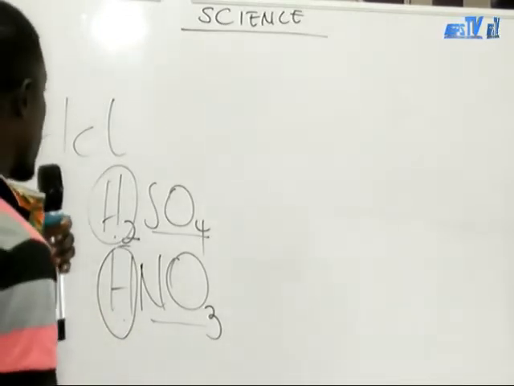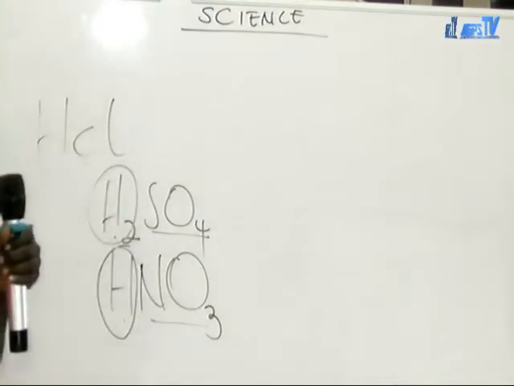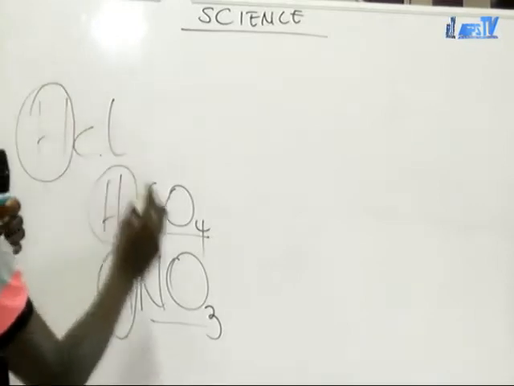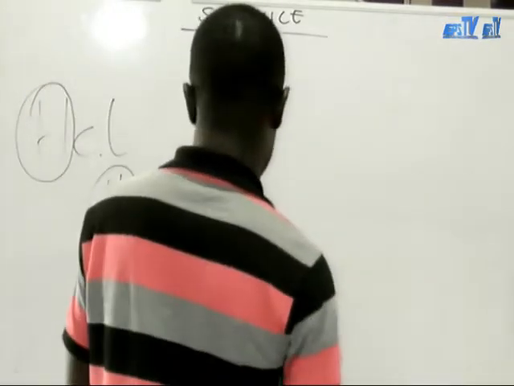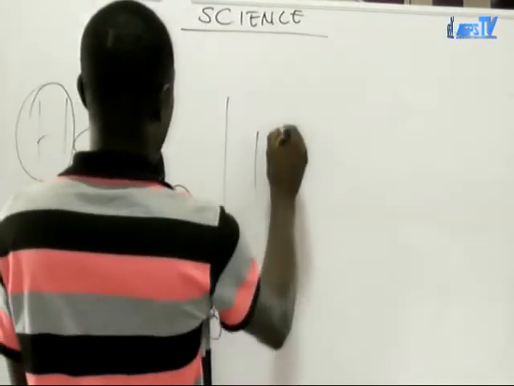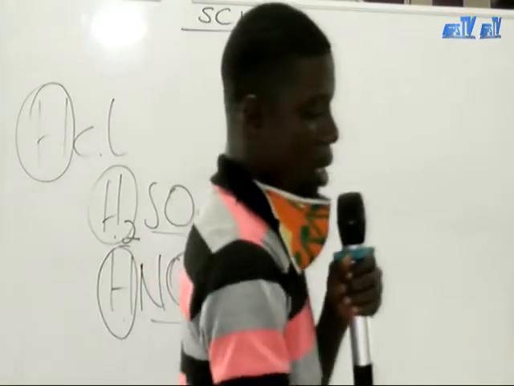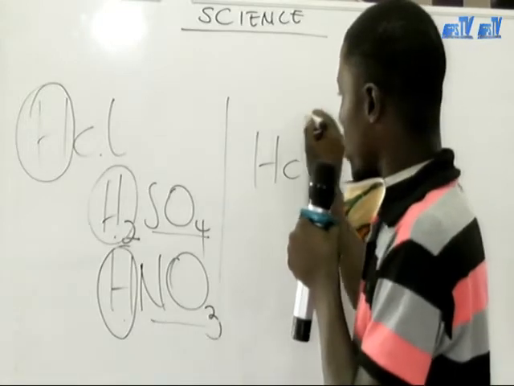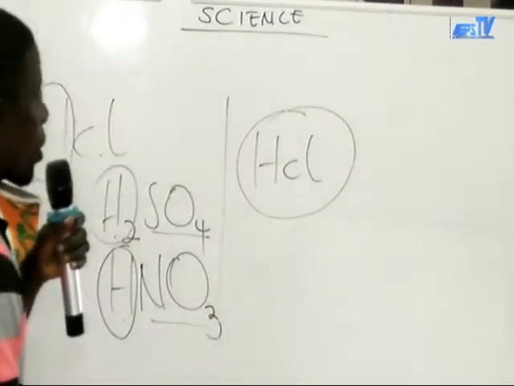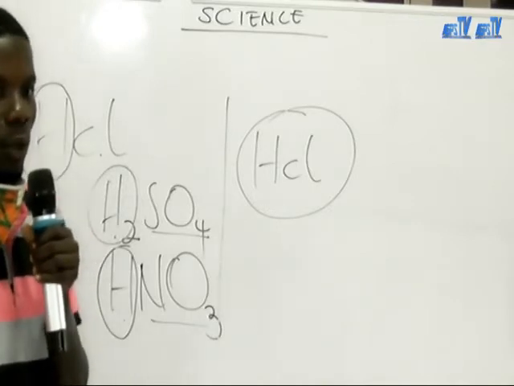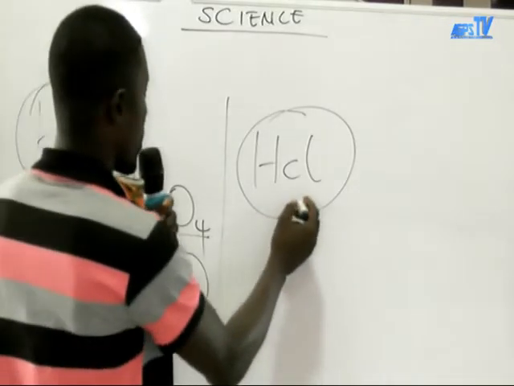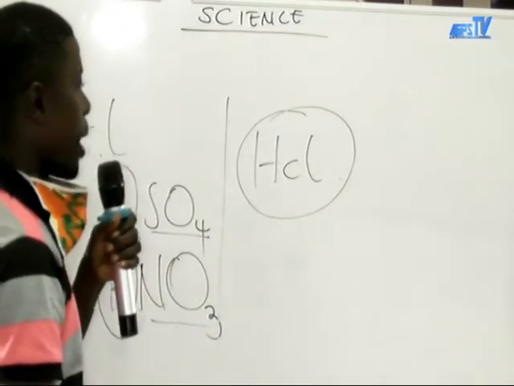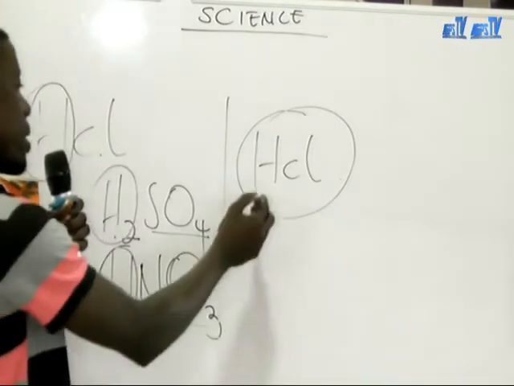Another example of acid is HCl, hydrochloric acid. When hydrogen combines with chlorine, you get hydrochloric acid. Now, I want to talk about this acid. Hydrochloric acid can be organic and inorganic. This acid is found in the stomach of human beings. Take note of that. It can be prepared in the science laboratory and it can occur in nature. So the acid found in the stomach of human beings is hydrochloric acid.